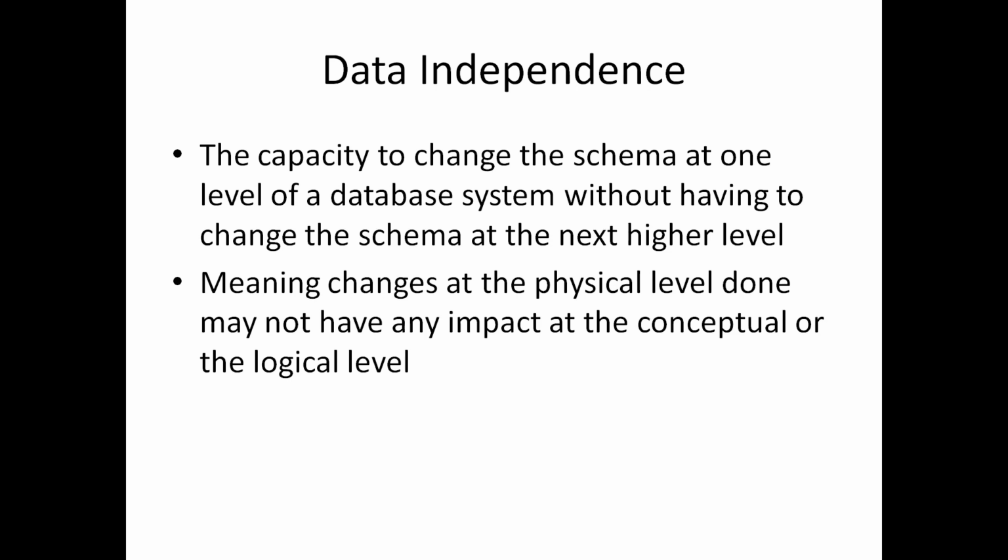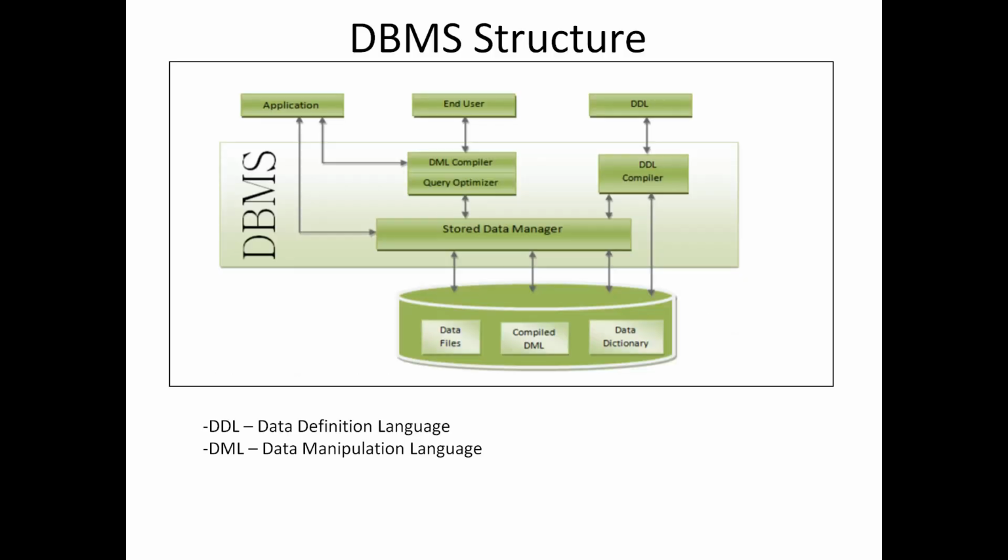What it means is that changing something in the database physically won't have any impact at the conceptual or logical level. As we saw, there are 3 levels of abstraction: external view, conceptual or logical view, and physical view. If I change something at the physical view, there is no impact on the conceptual or logical level. So that is what data independence means in the DBMS world.